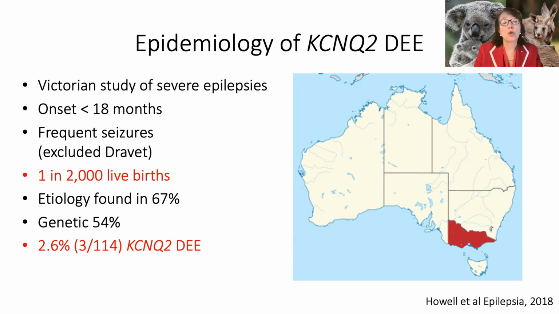In addition to the 54% there, some had malformations, and they also were genetic. So looking at that data set, 2.6% of our developmental and epileptic encephalopathies were due to KCNQ2. So that gives you a bit of an idea of how frequent KCNQ2 is with your cousins, as Sarah likes to say, the Dravet children and all the other genes that we know for this group of disorders.